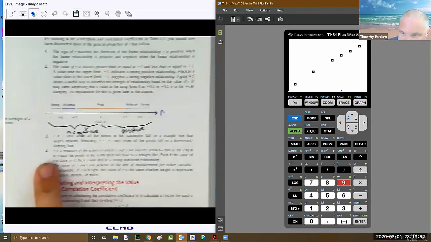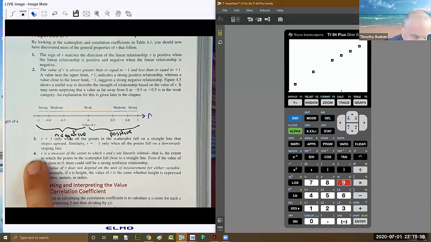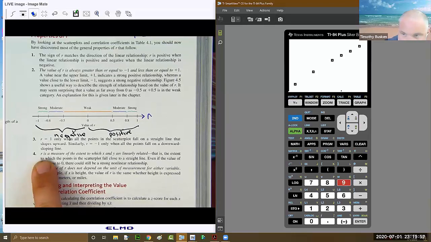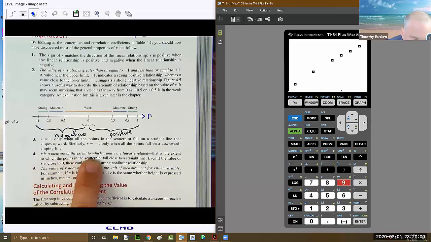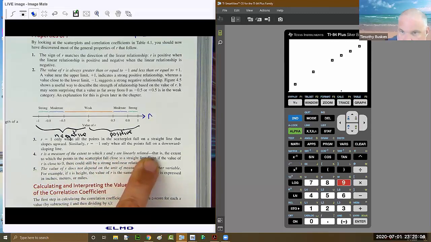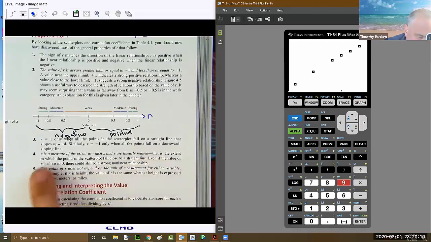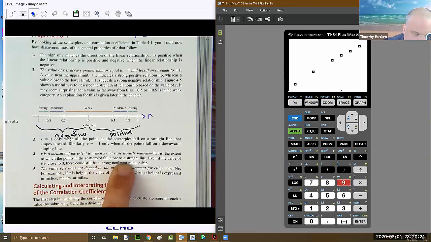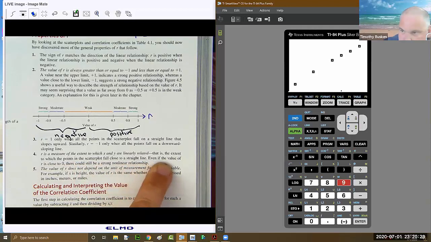Finally, properties 4 and 5 here. 4, R is the correlation coefficient. It's a measure of the extent to which X and Y are linearly related. So here's where I'm saying you can think about it as a percentage strength of the linear relationship. How strong is the linear relationship as a percentage? So it measures the extent to which the points in the scatter plot fall close to the straight line. So it measures the deviations and sees if they're small or large.